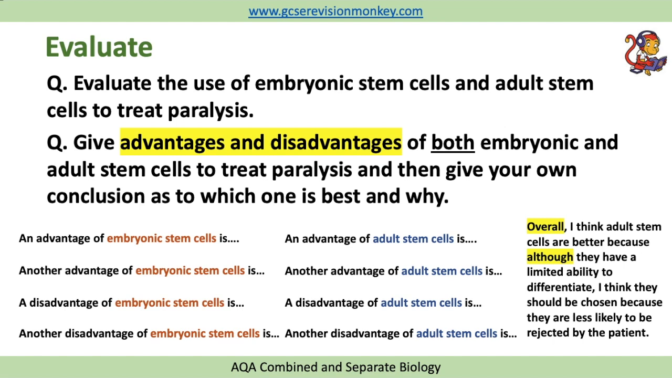So you must justify why you're choosing the one you're choosing at the end. Don't just say, overall, I think you should choose adult stem cells. You need to justify your answer. So if you see that word evaluate, don't forget advantages, disadvantages, and a justified conclusion. That's what it means.